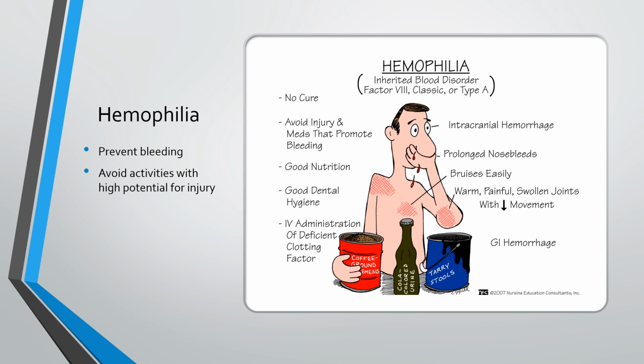We do have to be concerned of prolonged nosebleeds. They bruise easily. They can have warm, painful, swollen joints, right? That's the biggest or classical symptom for them. They could have coffee-ground emesis, right? Bleeding, cola-colored urine, bleeding, tarry stools would indicate more bleeding.